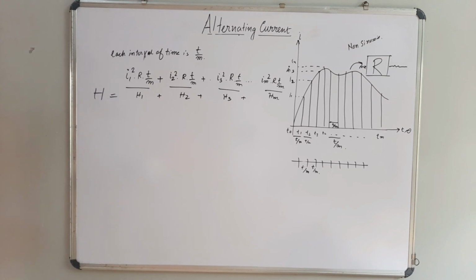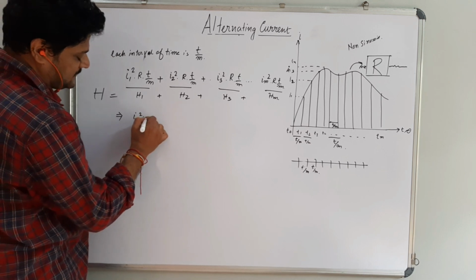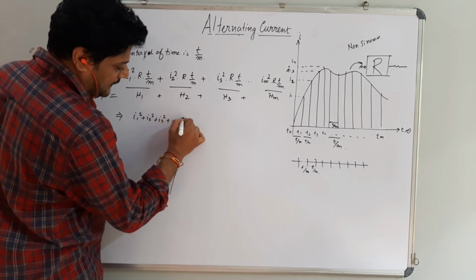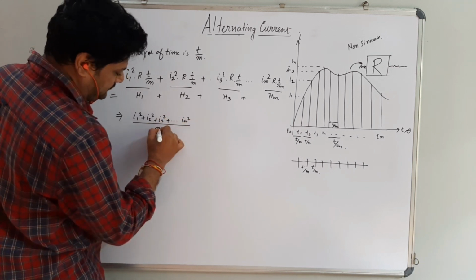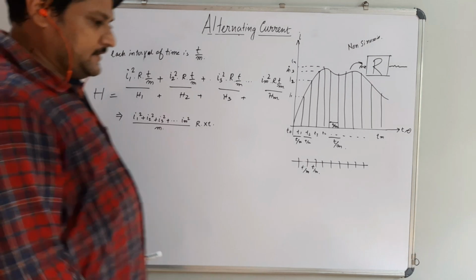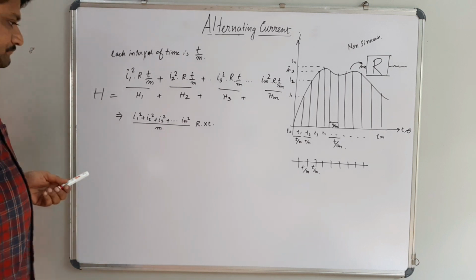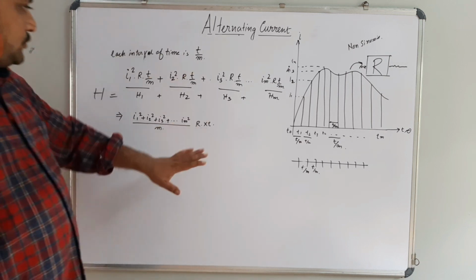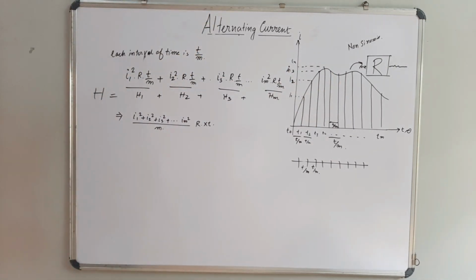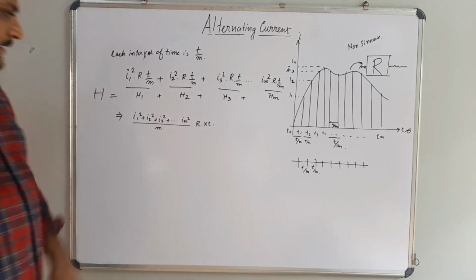Now if I rearrange this, then I1 square plus I2 square plus I3 square plus up to IM square, divided by M, into R into T. So if a current is flowing through the resistance R, the total amount of work done, the heat, is (I1 square plus I2 square plus I3 square plus IM square) by M into R into T.